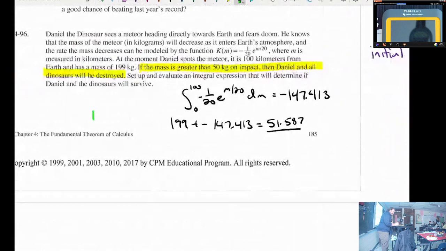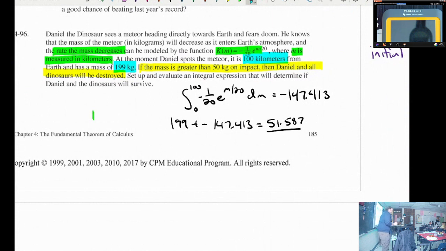You have a function here, k of m, which will tell you the rate at which the mass decreases. M is measured in kilometers. So it appears here that the weight of the meteorite is a function of its distance from Earth, which is kind of a weird way to think about weight. Usually we think about weight relating to time, but in this case the mass relates to how far it is from Earth. At the moment that Daniel the dinosaur spots the meteor, it's 100 kilometers from Earth, and its mass is 199 kilograms. I don't know how he knows that, but we couldn't do the problem otherwise.